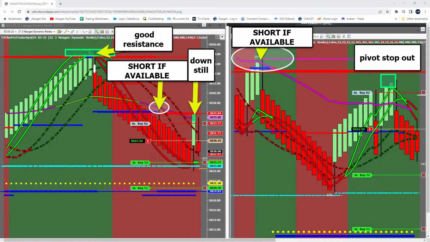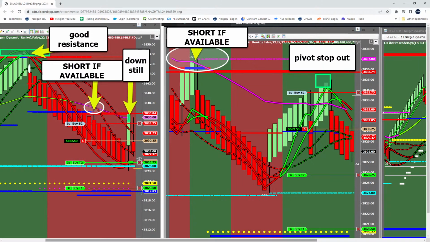Let me see if I can find that picture. Bear with me here. Pull up my history. And again, look, you can see it on this chart. The pivot stop out over here makes us bounce higher. So again, you're not looking to sell lower areas. Now, fortunately for us, the market did from that pivot stop out go a little bit higher.